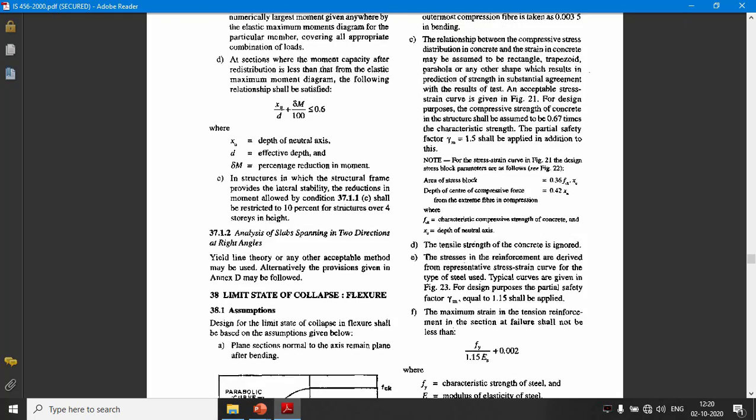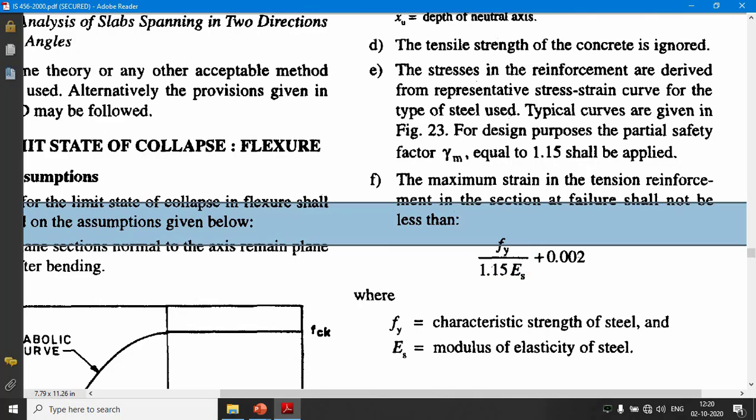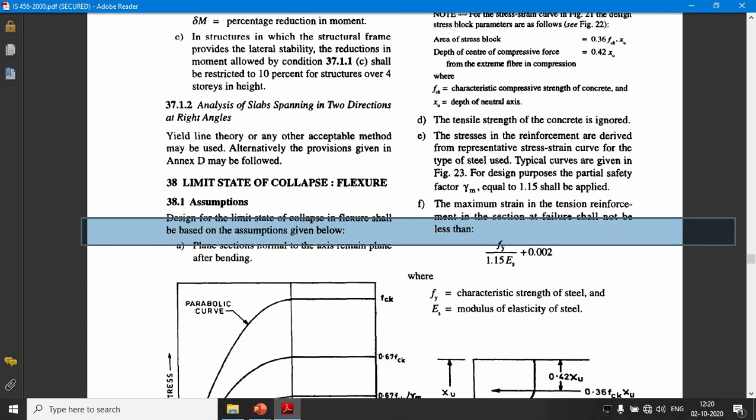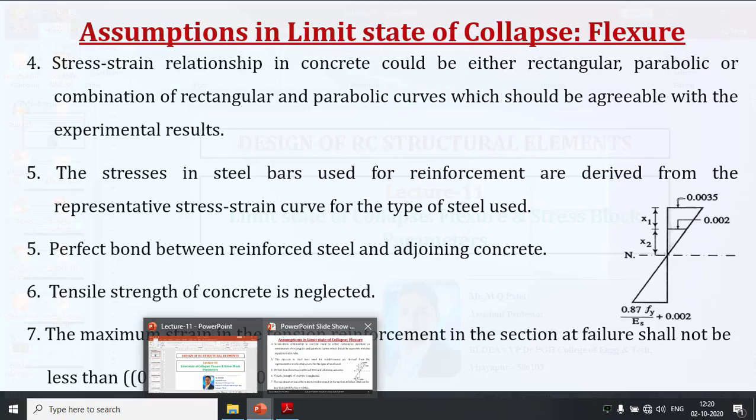Then next is that the maximum strain in the tension reinforcement shall not be less than this. Already this also I have shown. So everything is being given in the code book. If it is being asked, you can write it directly.